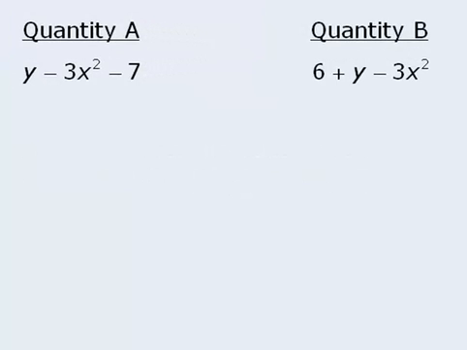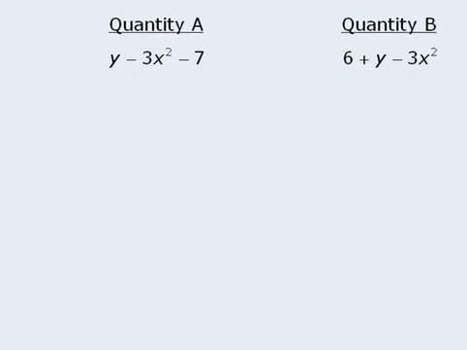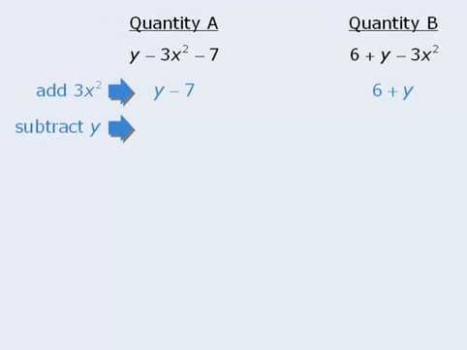In this question, notice that both quantities share some identical terms. They both share a positive y term, and they both share a negative 3x squared term. We can eliminate those terms by performing the same operations on both quantities. To begin, let's add 3x squared to both quantities. When we add 3x squared to quantity A, it cancels out the negative 3x squared term, and it cancels out the negative 3x squared term in quantity B as well. From here, if we subtract y from both quantities, we're left with negative 7 in quantity A, and we're left with 6 in quantity B.